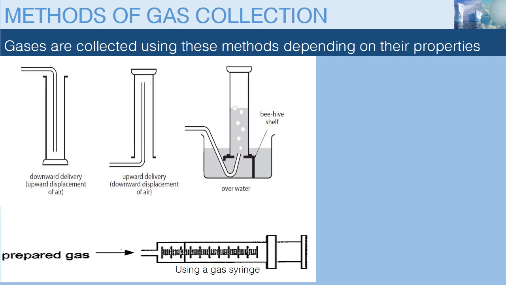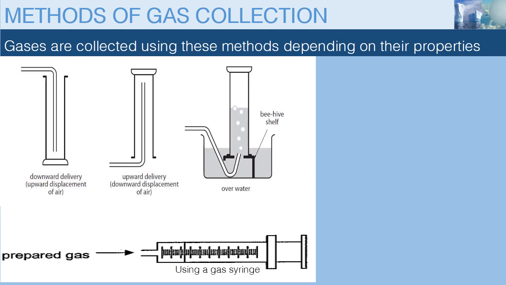Over water method is also known as downward displacement of water. This is possible because hydrogen is slightly soluble in water, and therefore it can displace water. The gases that are very soluble in water cannot be collected by over water method because they would dissolve in water.